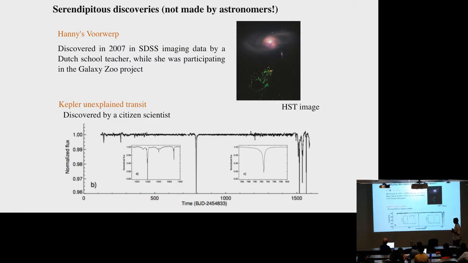Those are two examples in astronomy. The first one is an interesting green nebula which was seen in SDSS images back in 2007. It was not discovered by a professional astronomer, but by a school teacher who was looking at images as part of the Galaxy Zoo project. This is a very interesting object that triggered HSC observations and a number of papers.